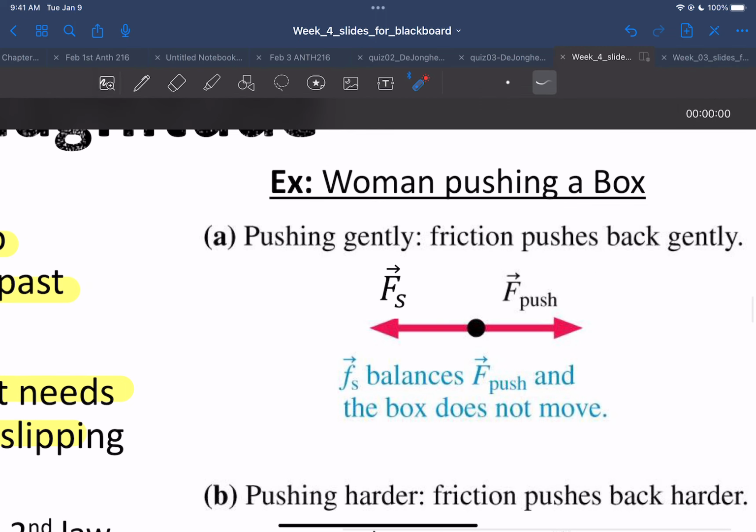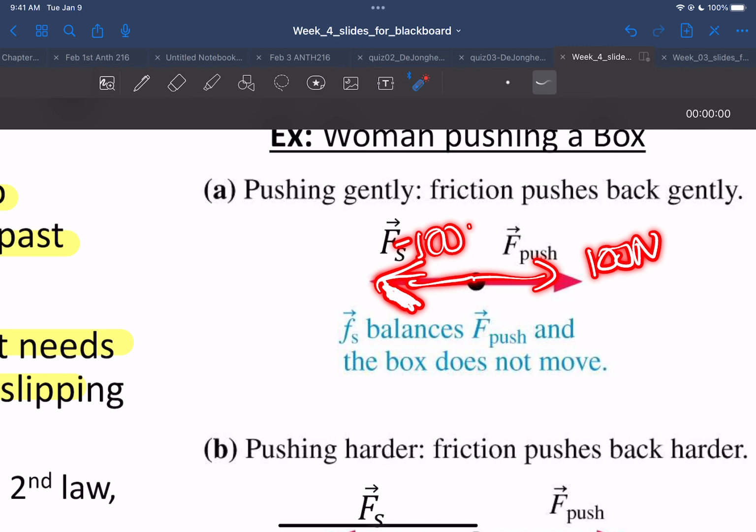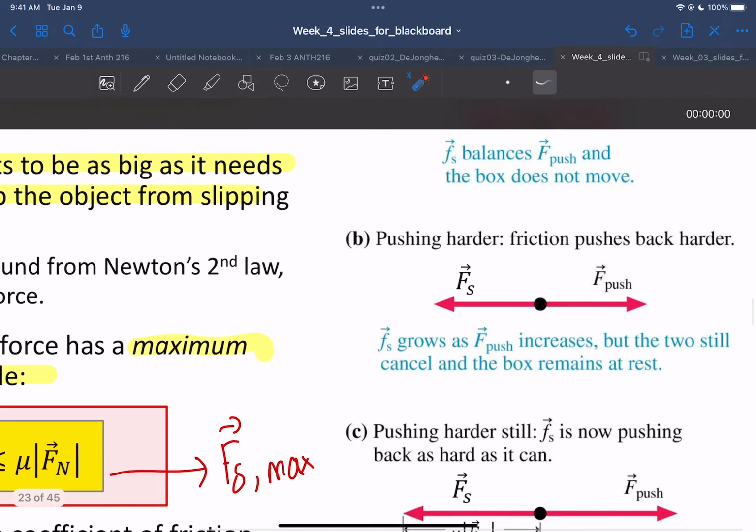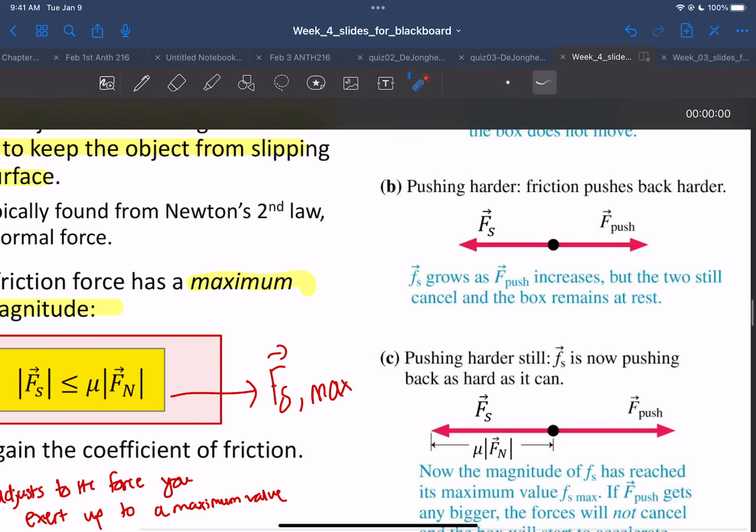So here, if a woman is pushing on a box, right, that box might be super heavy, right? So to prevent the box from actually moving, there's a static friction force. Say you pushed with 100 Newtons, the static friction force between the floor and the block, or the box, will be 100 Newtons to the left, negative 100 Newtons, right? You might continue to push harder, maybe double that force, now 200 Newtons, and that static friction force will adjust itself to double as well to prevent the block from moving.